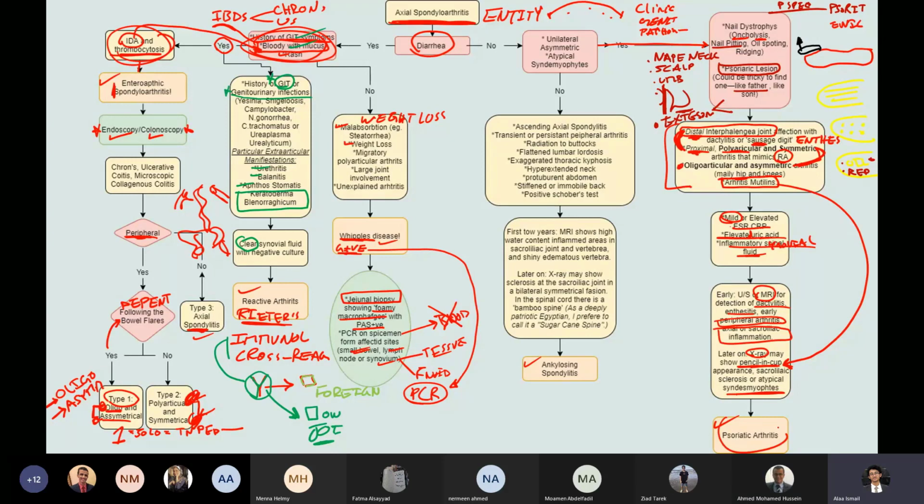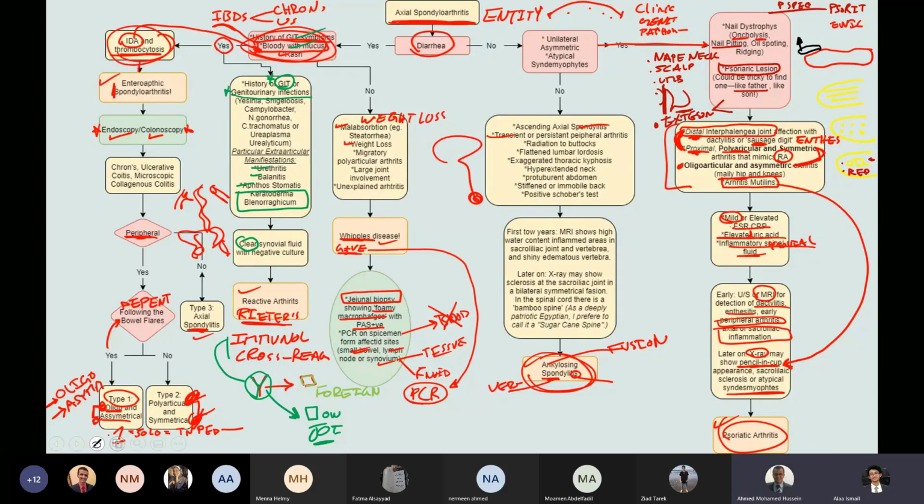Now, the last entity we have today is ankylosing spondylitis. Basically, itis means inflammation, spondylo means vertebra, and ankylosing means fusion. So basically, this is a disease that's causing your vertebrae to fuse. This affection is usually manifested as an ascending axial spondylitis. This could be accompanied by a transient or persistent peripheral arthritis. The patient may come to you complaining of radiation to the buttocks and flattened lumbar lordosis. Look, this patient comes to you with this posture here. This is a question mark.